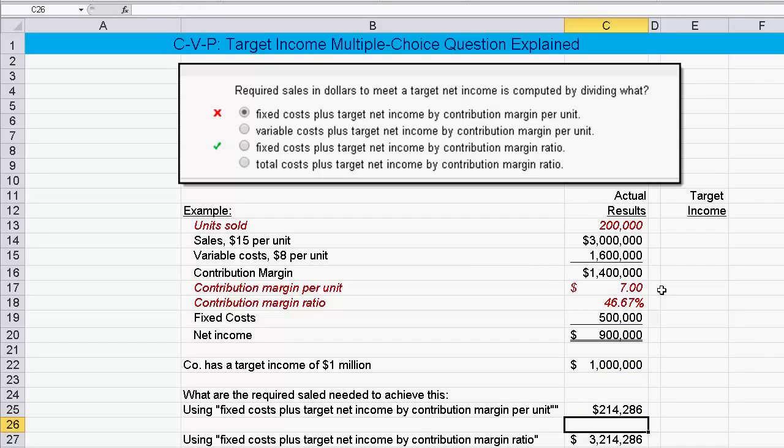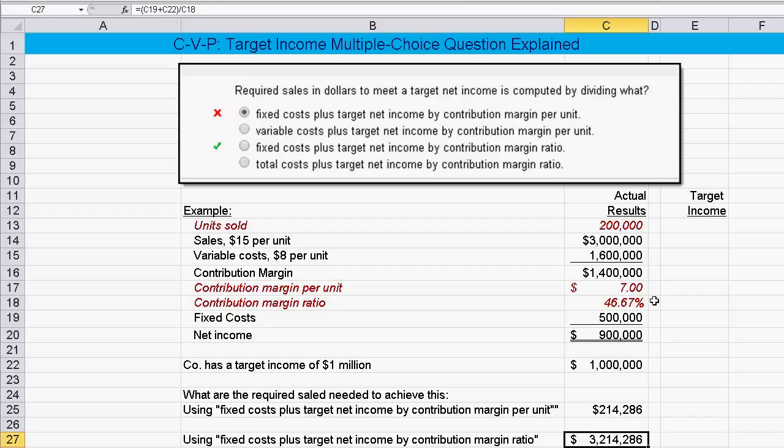And the answer says, well, if we use this, the required sales to achieve this would be 214,286. Well, we know that can't be the case because fixed costs alone are 500,000. So let's use the third choice, which is fixed cost plus target net income divided by contribution margin ratio. So now we take the fixed costs and the target net income, and we divide it by the value sitting in C18, which is the contribution margin ratio.